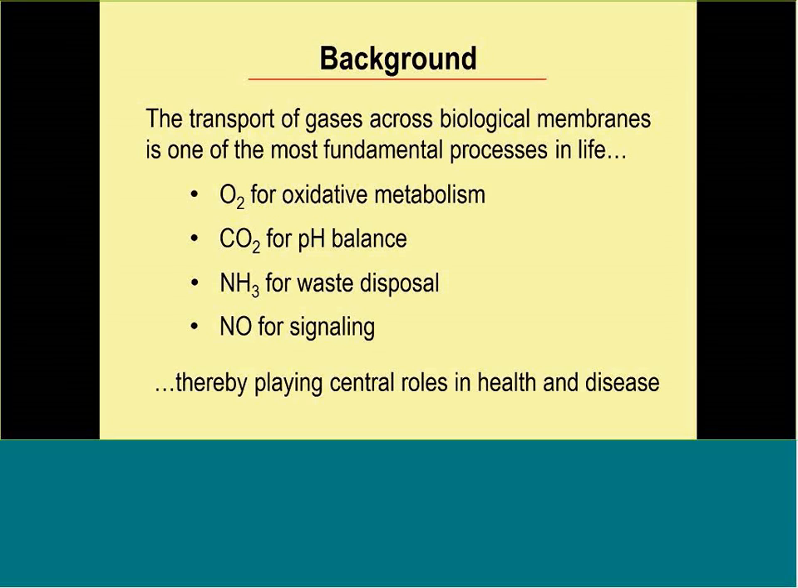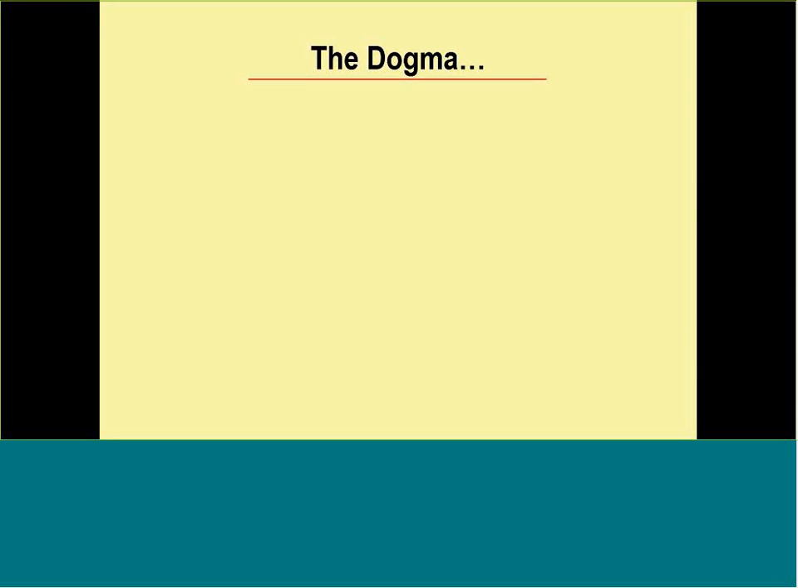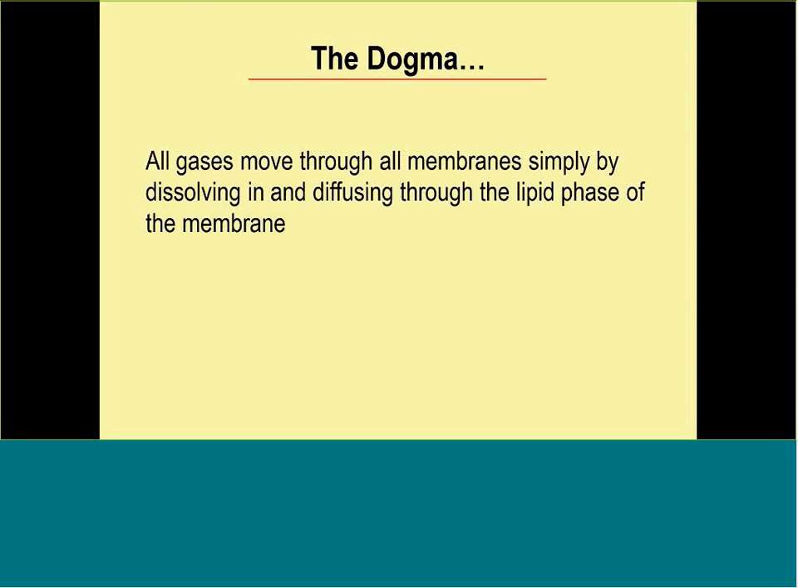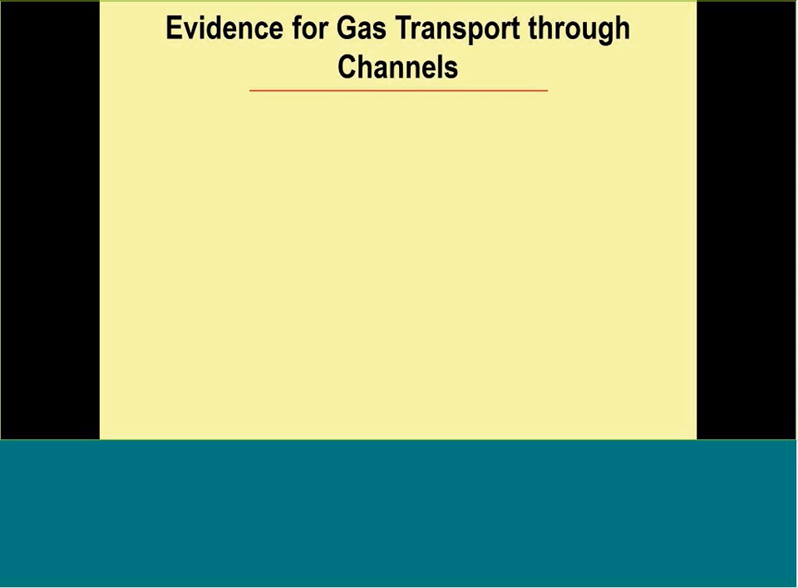and pathological states. So what has been the dogma so far? The dogma has been that all gases move through all biological membranes simply by dissolving in and diffusing through the lipid phase of the membrane. Basically, the plasma membrane doesn't offer any resistance to the movement of gases. This is the classical Overton rule. However, we have evidence for gas transport through channels.